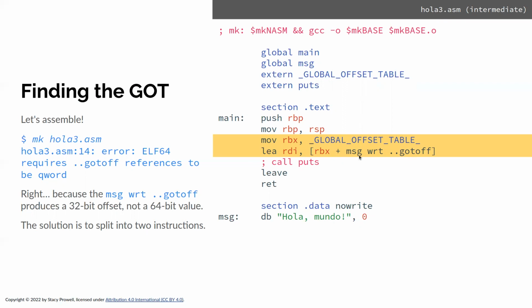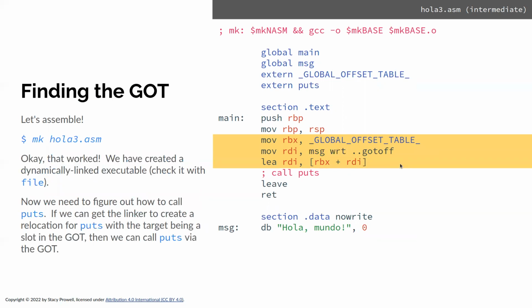And I repeatedly harped on the fact that everything inside these square brackets has to be 64-bit things. This isn't going to work. So boo, that's not going to work. So the solution is to just move that out of the brackets, put it in another register, RDI, and then I can do this. And that works. That works. If you do this and you build it, you will have created a dynamically linked executable.